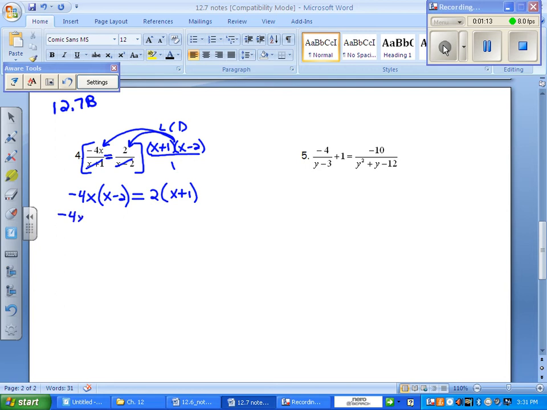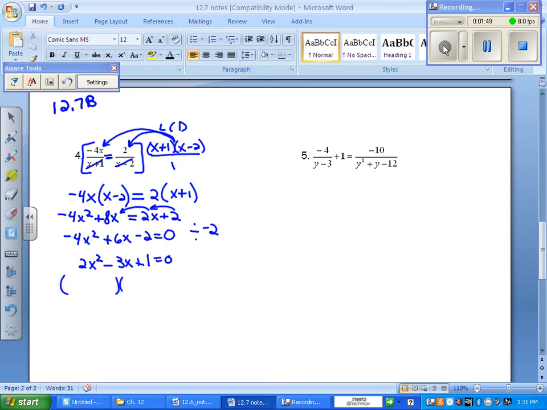You have a negative 4x squared, and you have a plus 8x when you distribute. Equals 2x plus 2 when you distribute. Set it equal to 0. You have a negative 4x squared. When you bring this over, it's a positive 6x, and you bring this over, it's a negative 2 equals 0. I'm going to divide everything by a negative 2 because you can. So I'm going to have a 2x squared, a positive 2x squared, minus a 3x plus a 1 equals 0.